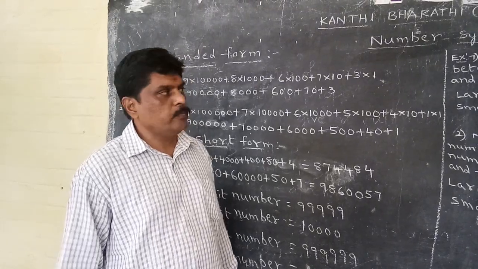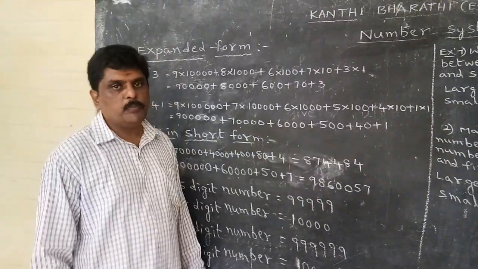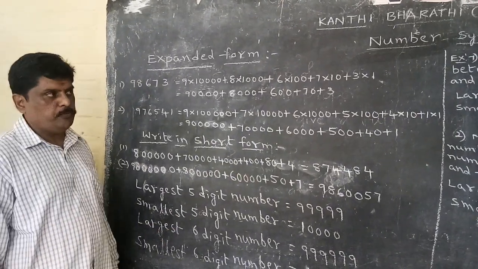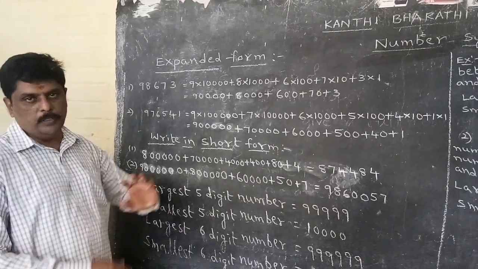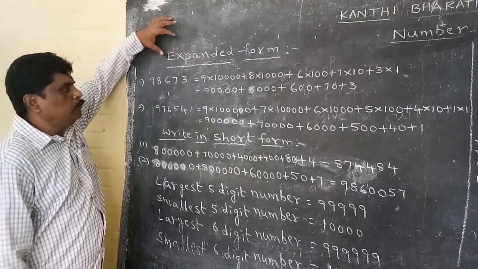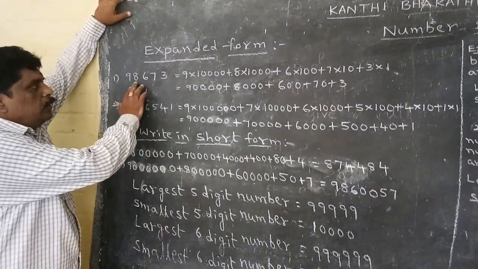I have already learned about the number systems yesterday, Indian system, international system, and some sums on those systems. Today we are learning about expanded form and short form. Here is written the expanded form.